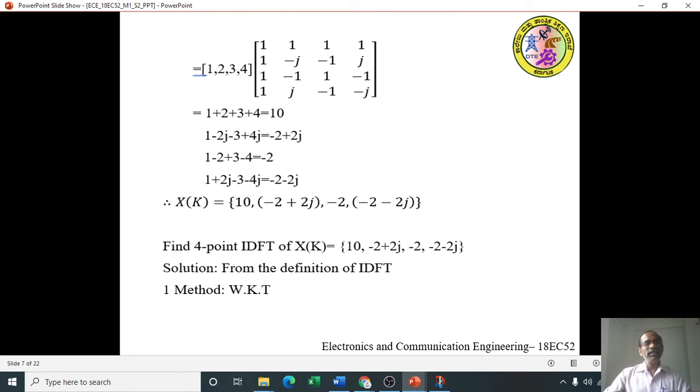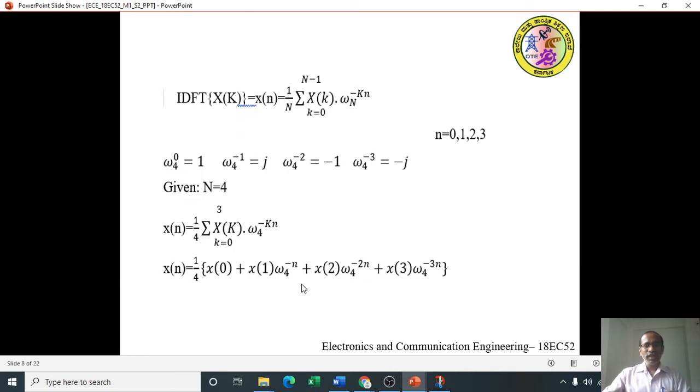Let us learn the same procedures to compute the 4-point IDFT of a sequence. X of k is equal to 10, minus 2 plus 2j, minus 2, minus 2 minus 2j. I have taken the same problem so that you should be comfortable with how to use the formulas. From the definition, the IDFT of X of k is x of n, equal to 1 by N summation k varying from 0 to N minus 1 of X of k into omega N power minus kn, where n is a variable between 0, 1, 2, 3.